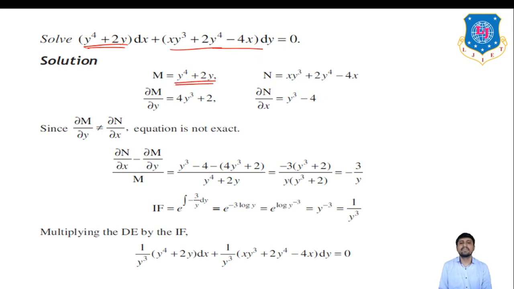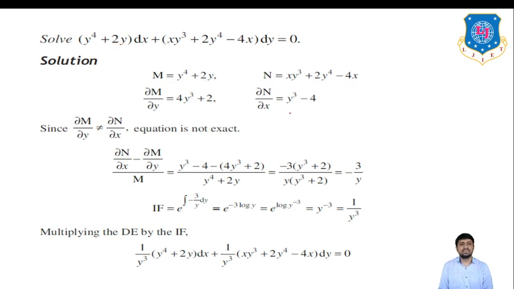So this is my M is y raised to 4 plus 2y, N is equal to xy cube plus 2y raised to 4 minus 4x. So del M by del y is 4y cube plus 2, and del N by del x is y cube minus 4. Differentiation of y raised to 4 with respect to y is 4y cube, differentiation of 2y is 2. Differentiation of xy cube is y cube, since y cube is constant and differentiation of x is 1. Differentiation of 2y raised to 4 with respect to x is 0, and here minus 4.